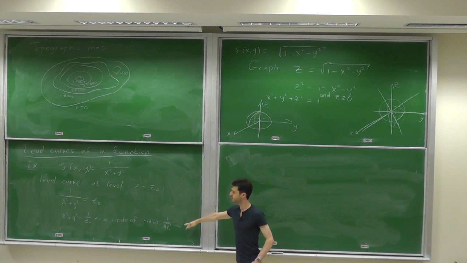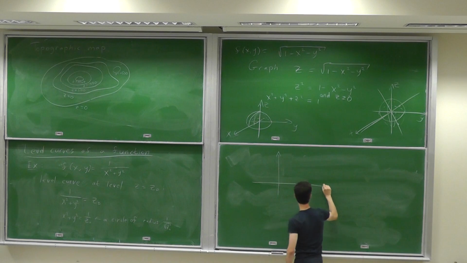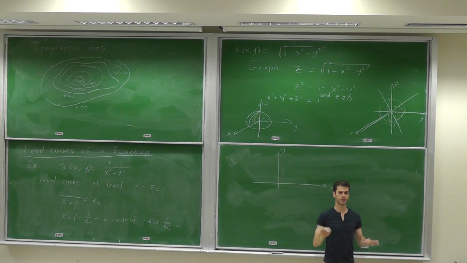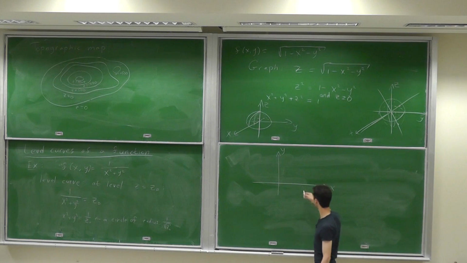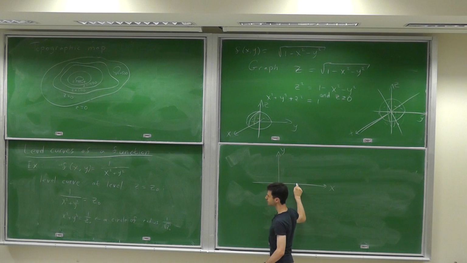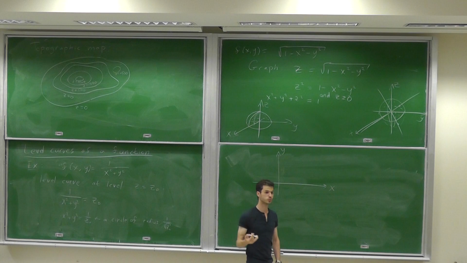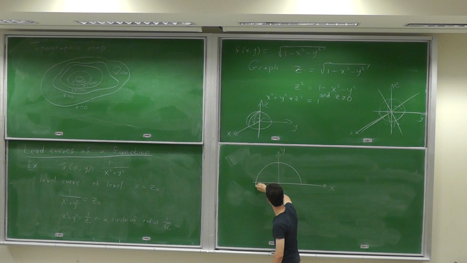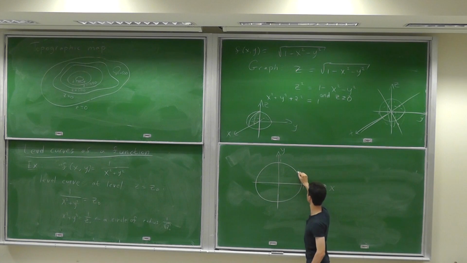So let's see what the level curves are. I'll produce a sketch. It will be a two-dimensional sketch. I'll only plot x and y coordinates, and the value of my function will be indicated on this graph. So let's look at the level curve at height 1. When z0 is equal to 1, it's a unit circle. So that's the level curve z equal to 1.